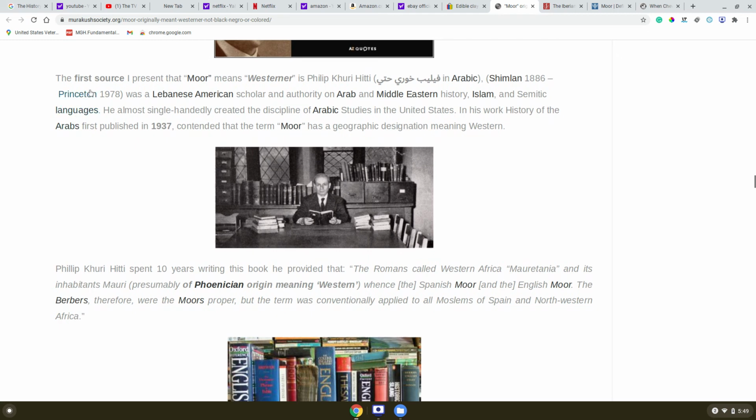Okay, here's some more. The first source I present that Moor means Westerner is Philip Khuri Hitti. He was a Lebanese American scholar and authority on Arab and Middle Eastern history, Islam, and Semitic languages. He almost single-handedly created the discipline of Arabic studies in the United States. In his work History of the Arabs, first published in 1937, he contended that the term Moor has a geographical designation meaning Western.